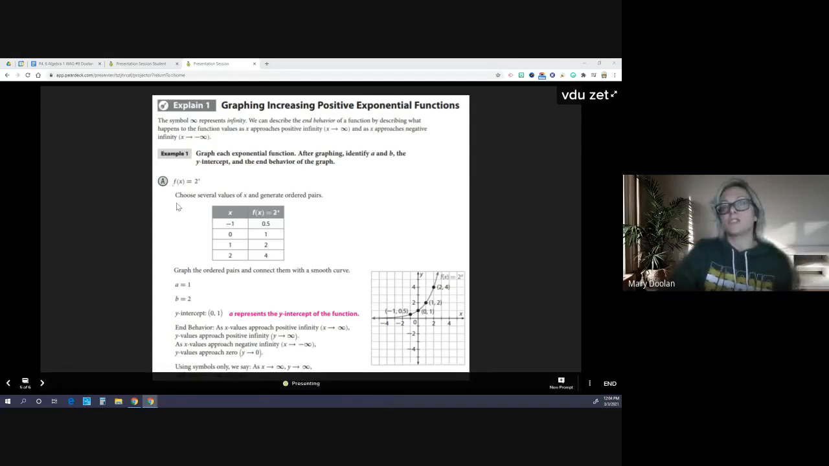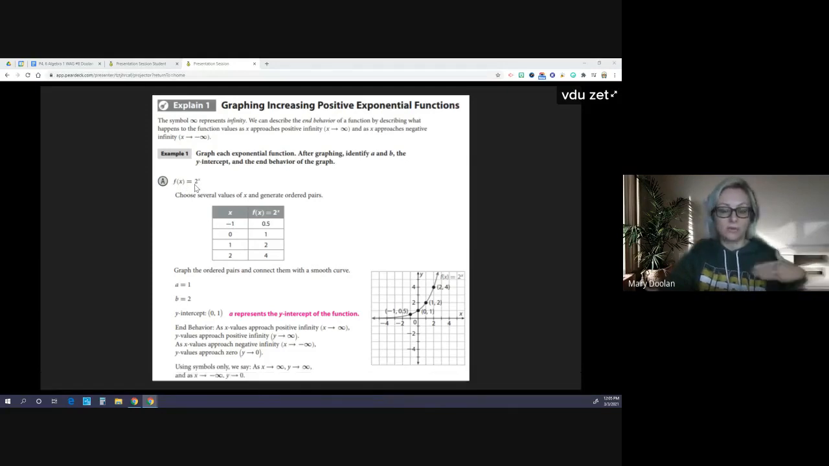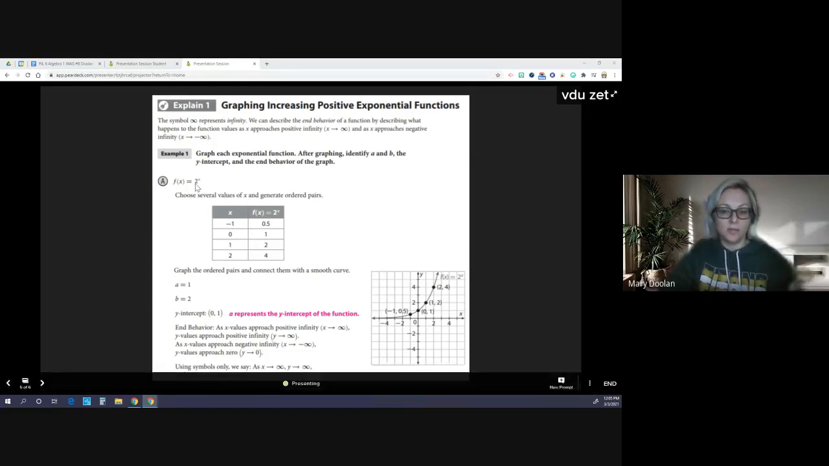So they're saying just choose several different values of x that you can work with, plug them in, and see what you get. So, for example, if I put -1 where x is, this is the same thing as 2 to the -1 power, which is 1/2. That's one of our rules for negative exponents. If I put a 0 in, 2 to the 0 power. Anything to the 0 power is always 1. That's why we get 1.